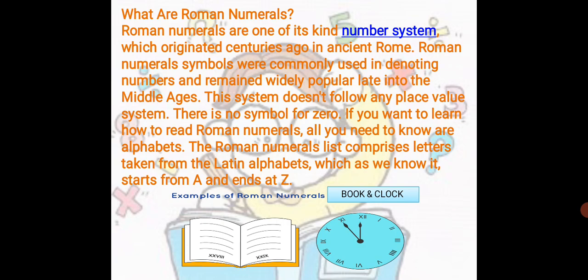Now, the question is arising within your mind, children. What are Roman numerals? Roman numerals are one of its kind number system. Nothing but another kind of number system. Earlier we have learned two types of number systems: one is the Indian Hindu-Arabic number system, another is the international number system. And we are supposed to learn this third kind of number system, that is Roman numerals.